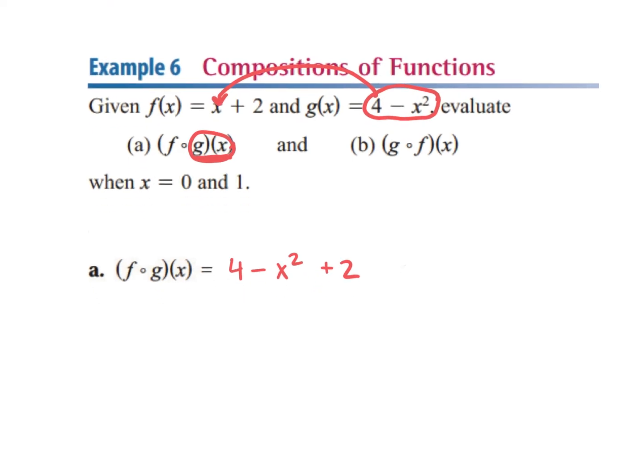And then from here, we just simplify. So we're going to combine our like terms. I have negative x squared, and then 4 plus 2 would be plus 6. So this would be f of g of x.